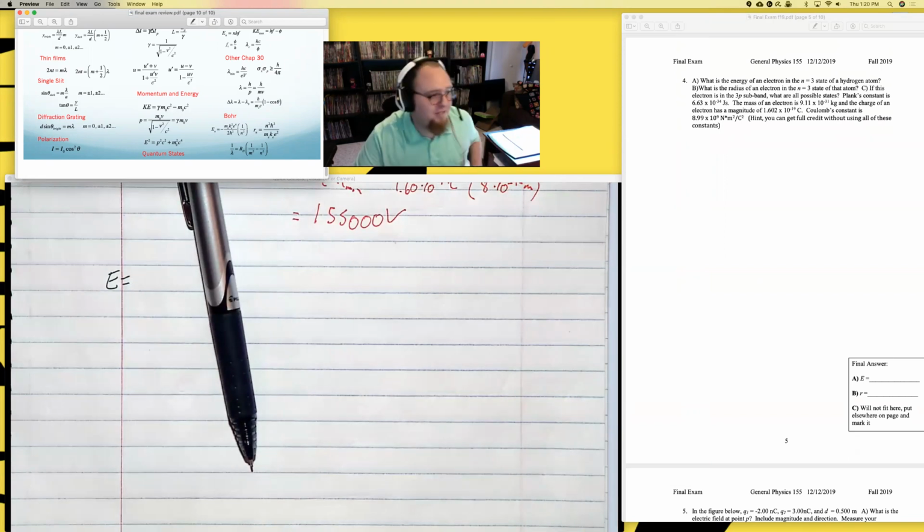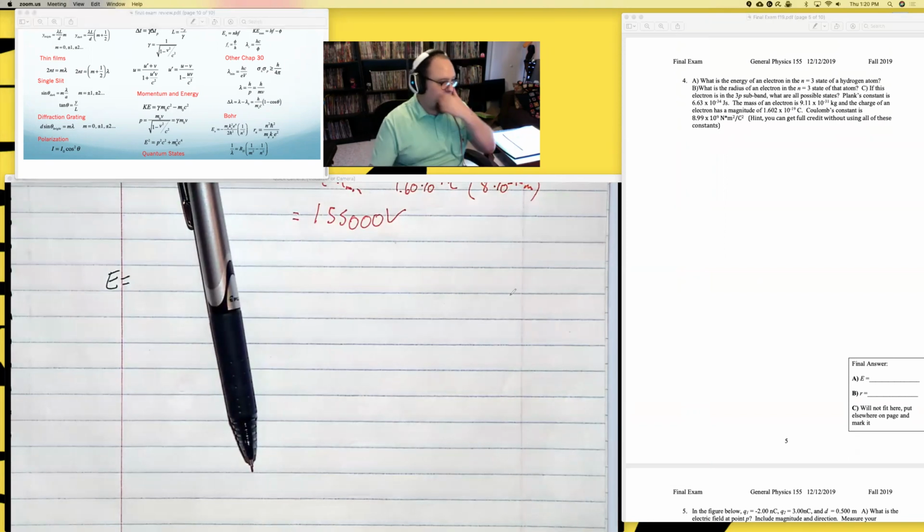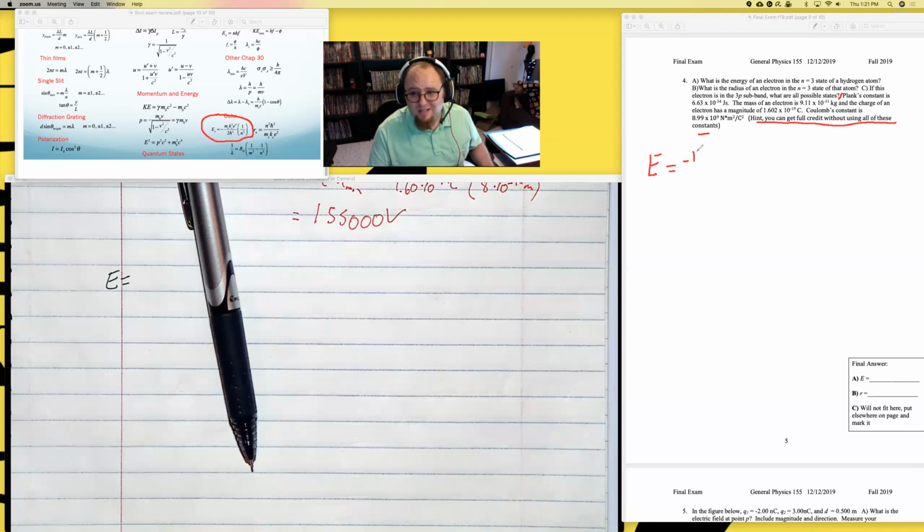Okay, I'm going to do this on here. I don't even need to write it there. The energy is this. And I'm going to read ahead for a second. I give, at this point, just constants: Planck's constant, mass of an electron, charge on an electron, Coulomb's constant. And then I say, hint, you can get full credit without using all these constants. I could plug in all these constants, or I could just know that that boils down to negative 13.6 eV over n squared.